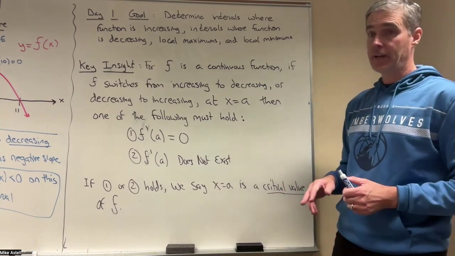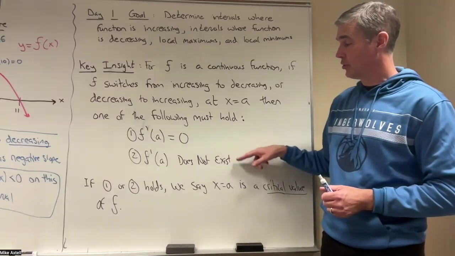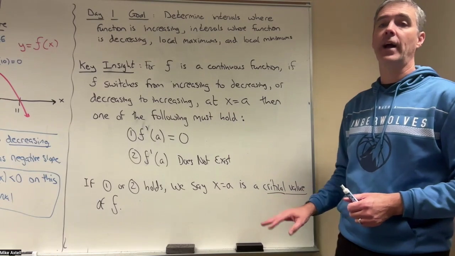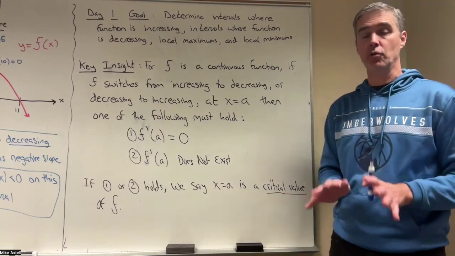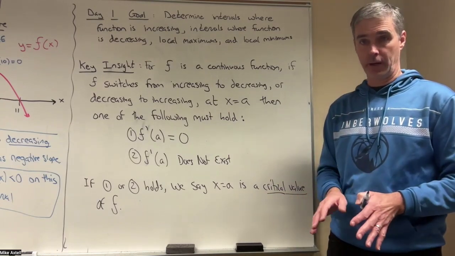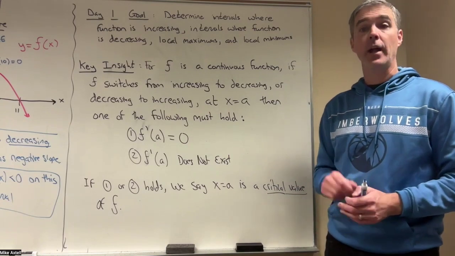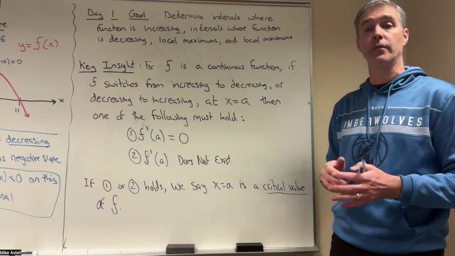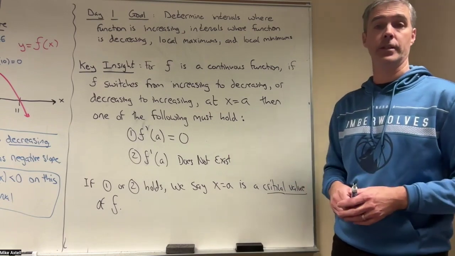Now, if I find a spot a where either of these two behaviors happens, I'm going to say that x equals a is a critical value of f. Something unusual is happening there, right? Cool. All right, so now I'm going to do 2 examples where I basically sketch the graph using this derivative information to figure out increasing and decreasing, right?